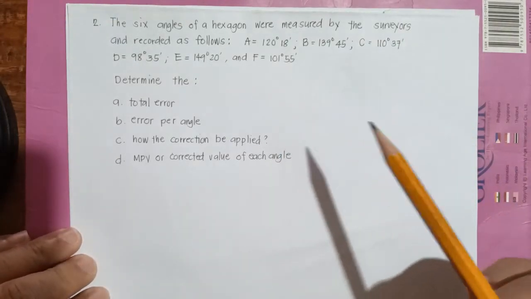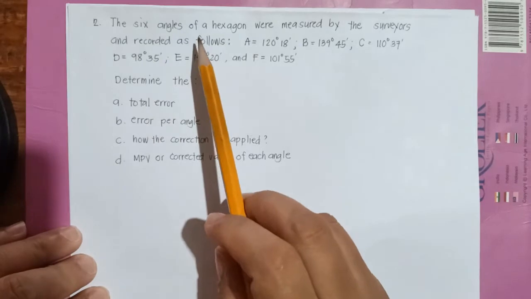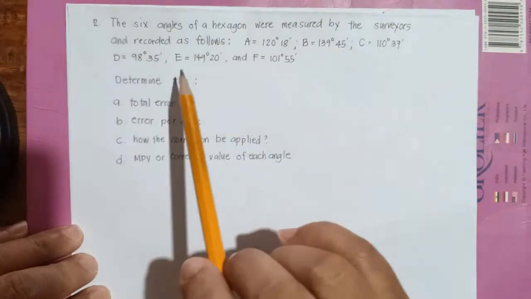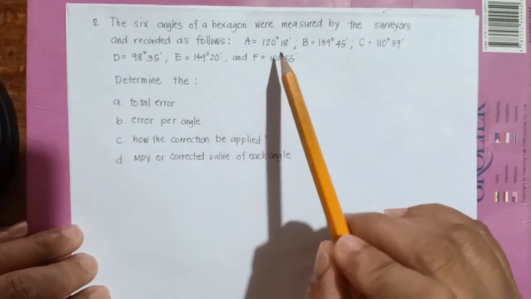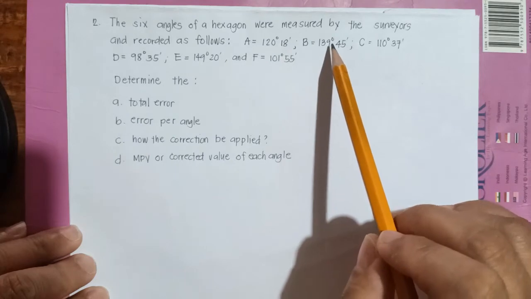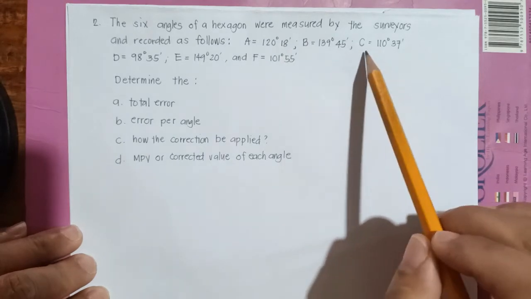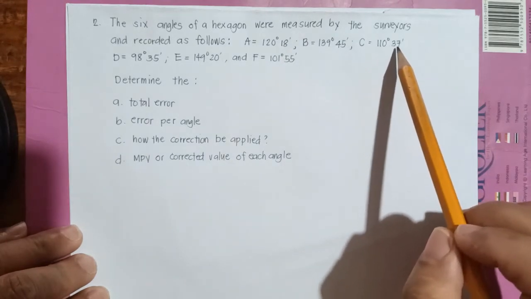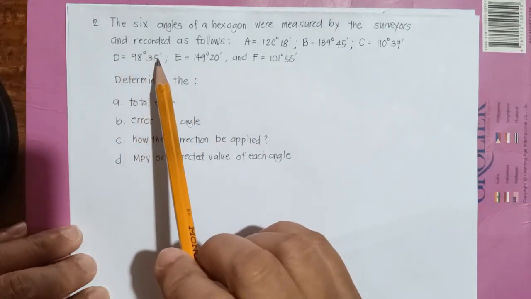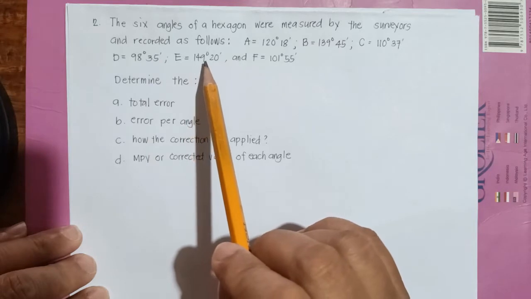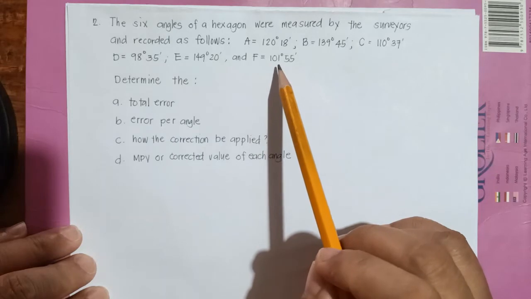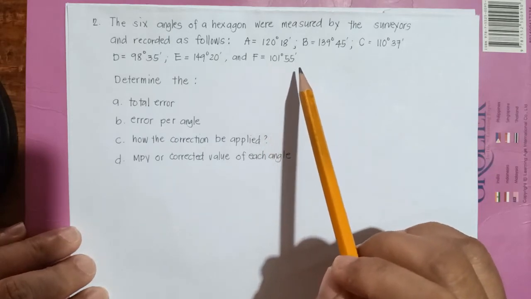Okay, so example number 2. The 6 angles of a hexagon were measured by the surveyors and recorded as follows. Angle A, 120 degrees and 18 minutes. B, 139 degrees, 45 minutes. C, 110 degrees, 37 minutes. D, 98 degrees, 35 minutes. E, 149 degrees and 20 minutes. And angle F, 101 degrees and 55 minutes.